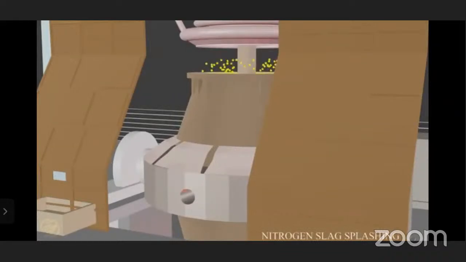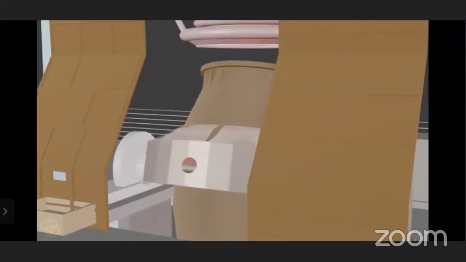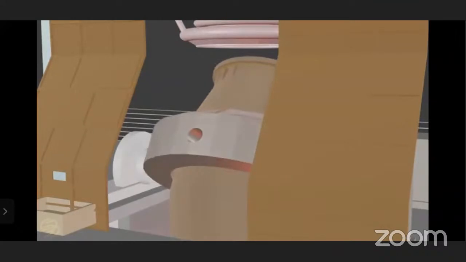Nitrogen slag splashing also takes place. Why are we adding this nitrogen slag splashing? If there are any other materials or slag remaining in the furnace, to overcome that, we add nitrogen to it. Splashing will do it.